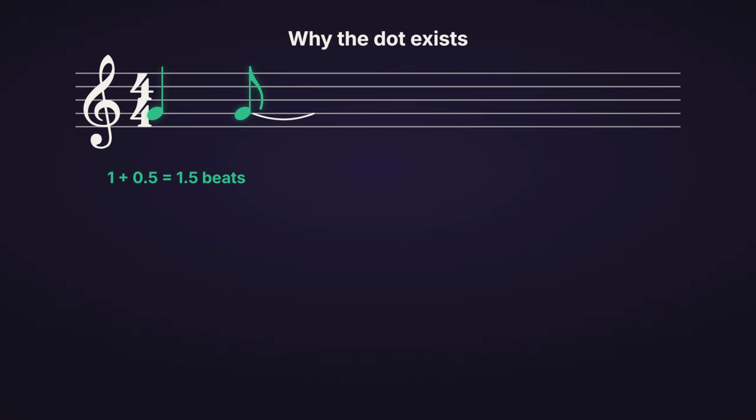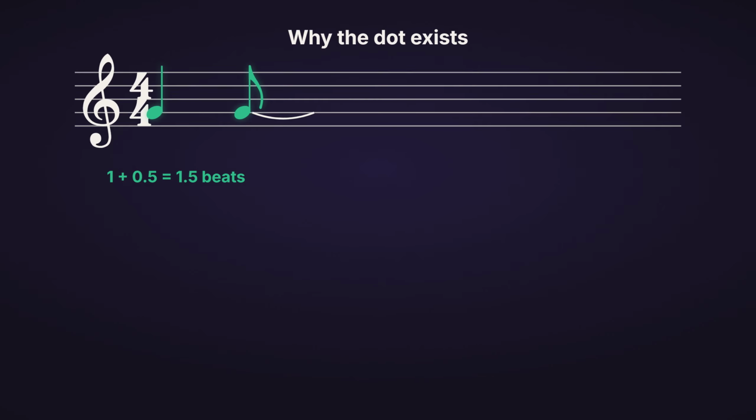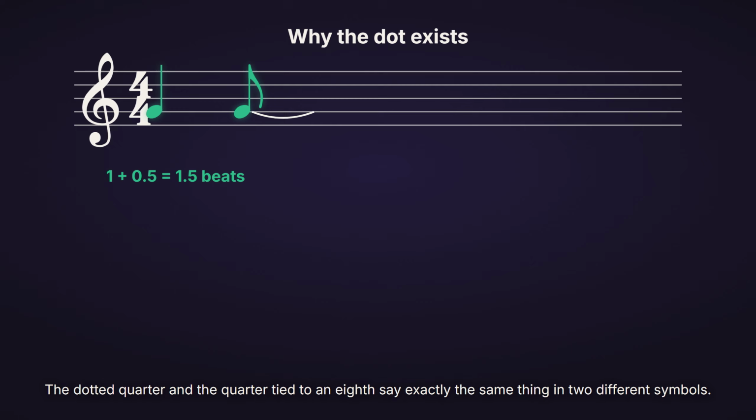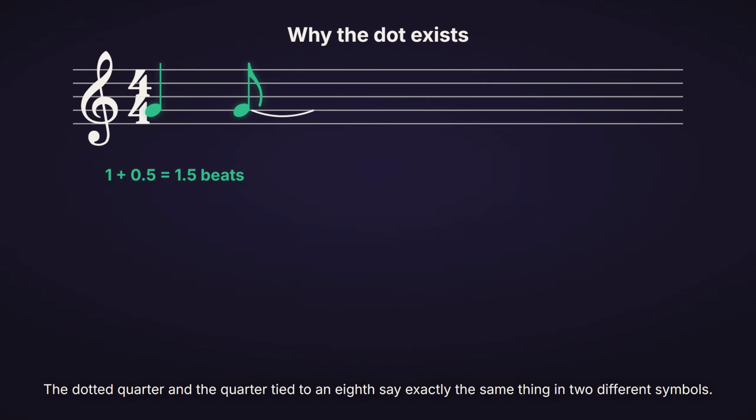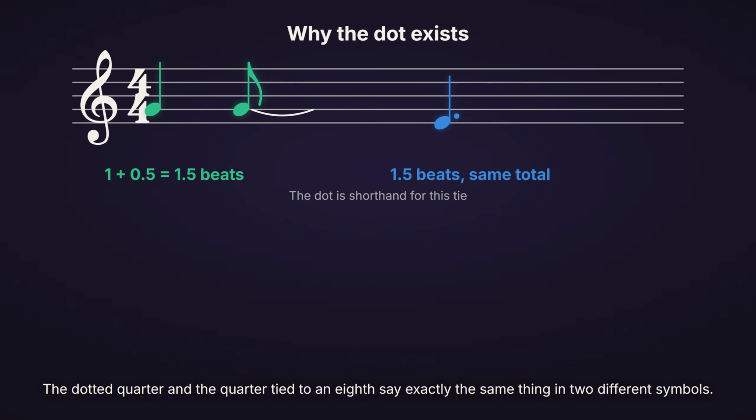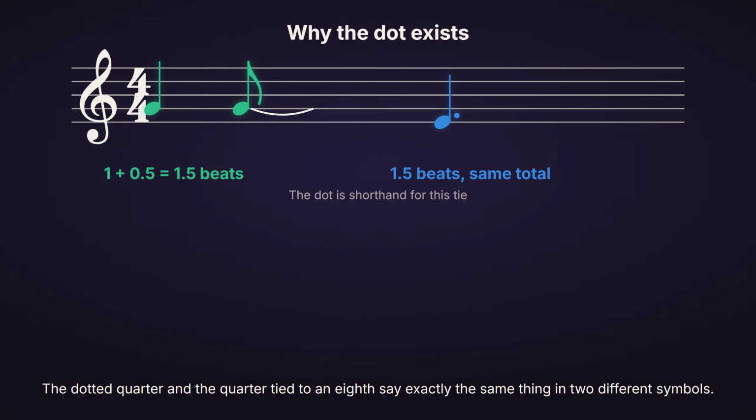Quarter note tied to an eighth note, 1 beat plus half a beat equals 1.5 beats, the same total as a dotted quarter. The dot is shorthand for the most common of those tied pairs. Whenever 2 notes of identical pitch are tied with no bar line between them, the dot replaces the tie and the notation becomes cleaner. The dotted quarter and the quarter tied to an eighth say exactly the same thing in 2 different symbols.